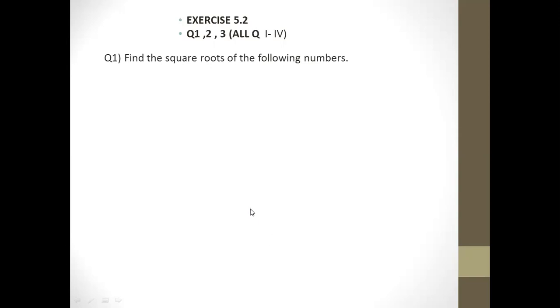Square root, you know that this is the symbol of square root, this one. This is the symbol of square root and its value is 1 over 2. So to find the square root of the given number, you write that number inside the square root and then you factorize this number into prime factors.